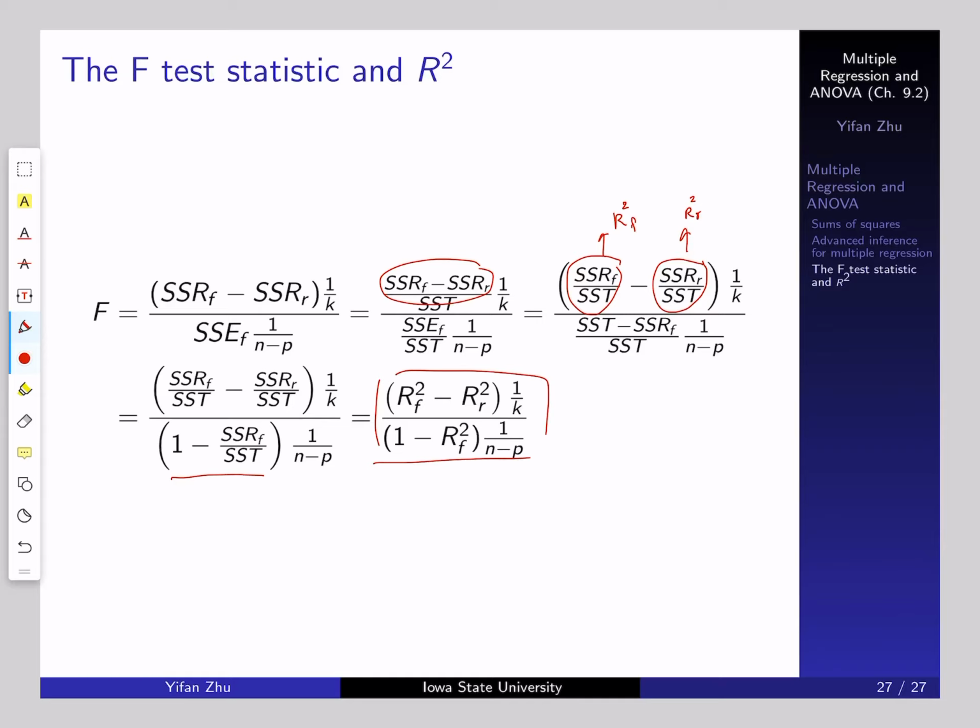Okay, and that's all for the multiple regression. And next time we will have our last lecture. So that is an extension of the two-sample test, which is the one-way model.